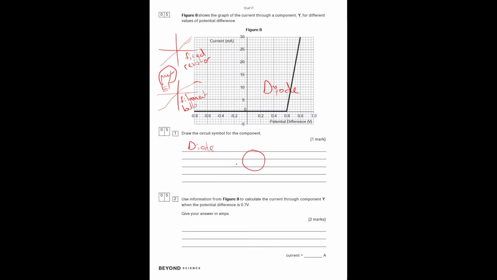Right, so anyway, this component we established was a diode, and we need to draw the circuit symbol for that. The circuit symbol for a diode looks like this, a triangle, like a play or pause button, inside a circle with a circle going around it.